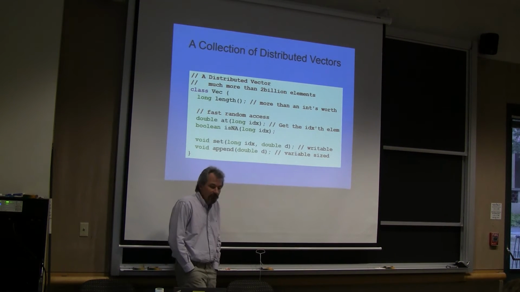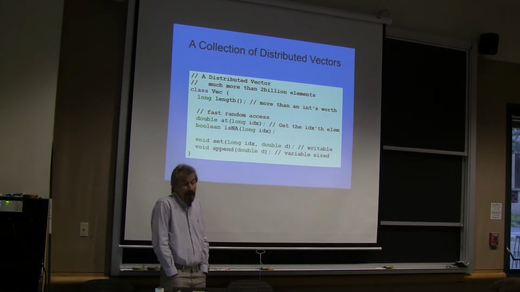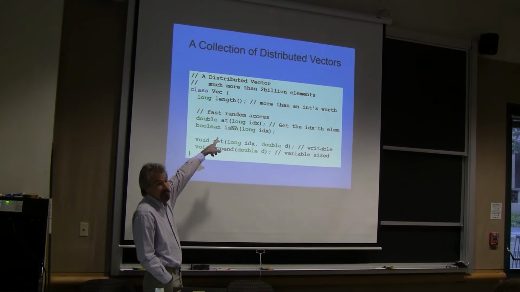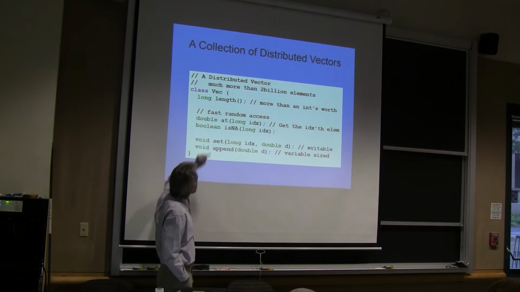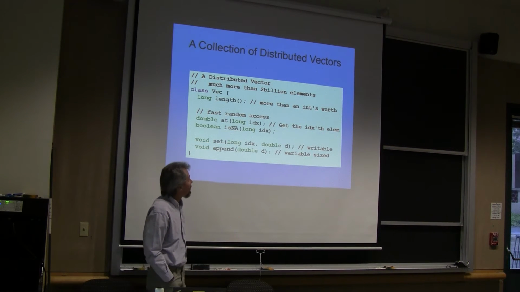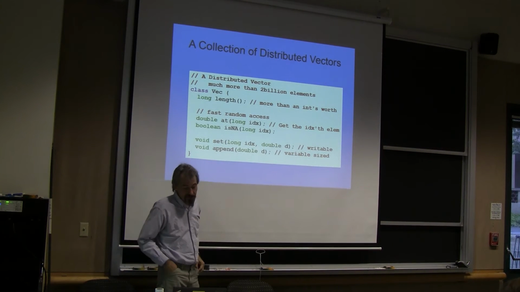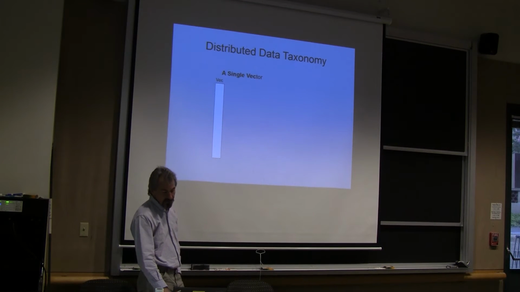So the data is stored as a collection of distributed vectors. You can think of them as an array that happens to be distributed. The length of the array is more than 2 to the 32, right? It can be much larger. You get fast random access with at and set. There is a notion of a missing value. It's a Boolean, so this value is missing, and with the variable size, you can add or remove things along the fly. So it's a single giant vector.